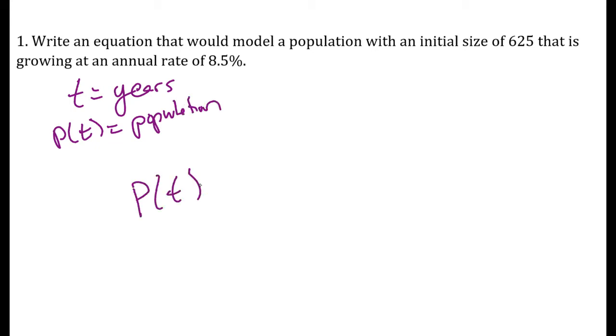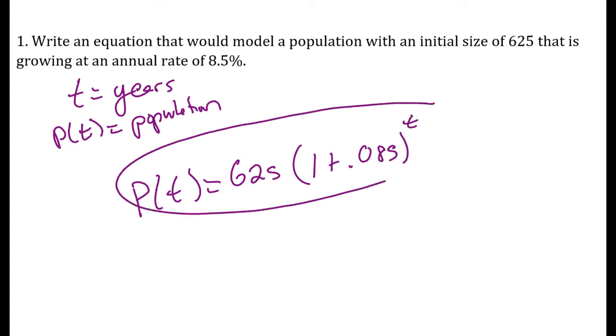So p of t, the population t years from now, is, well, I'm starting with 625. It's just like compounding interest because I have an annual rate of 8.5%. So 1 plus 0.085 raised to the t. That's our yearly rate. That's after t years. So p of t equals 625 times 1 plus 0.085 to the t represents this model.